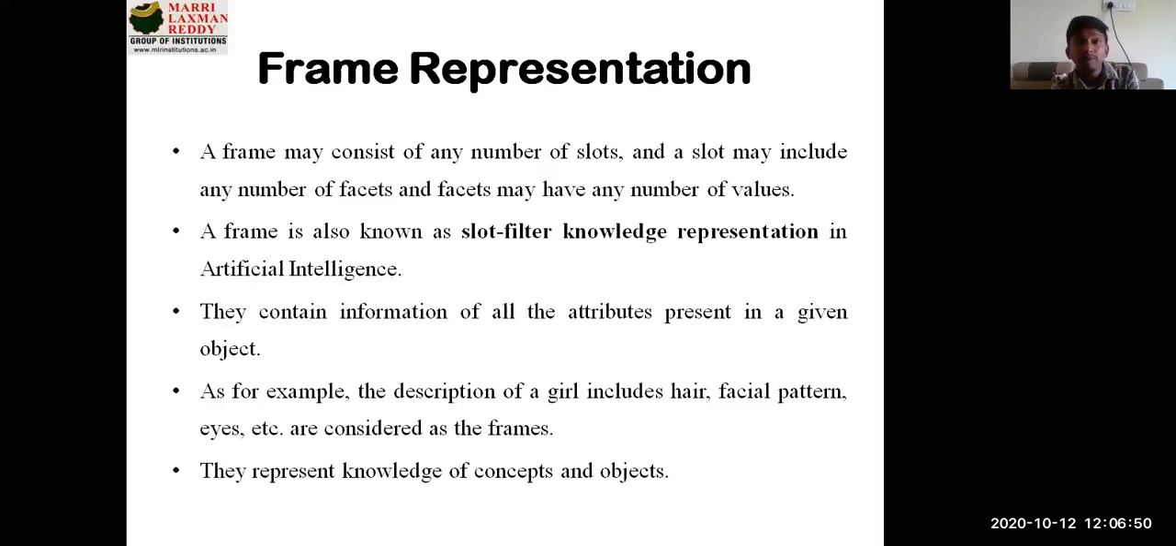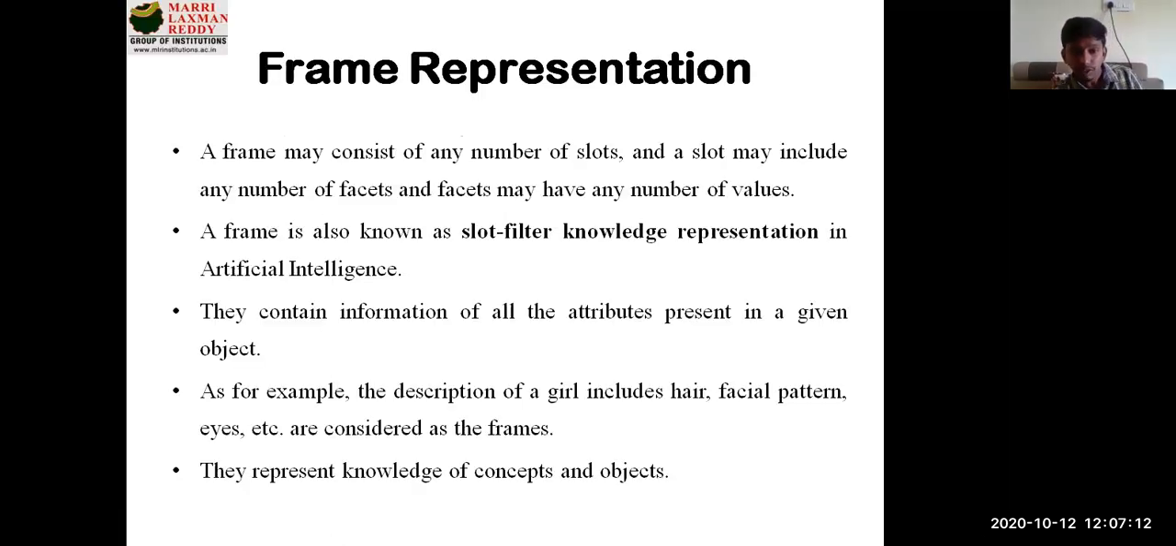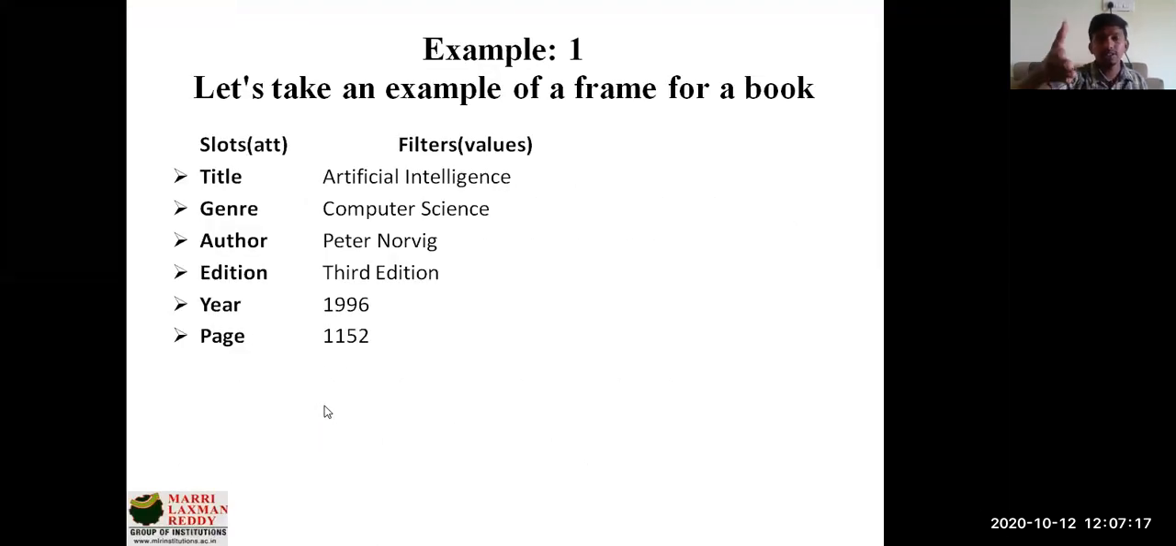A frame is also known as slot-filler knowledge representation in AI. So remember this terminology, guys. It's also called slot-filler. That's what we have seen here. A frame is also called slot and filler representation. So remember this terminology: what is a slot, what is a facet, what are the values. They contain information of all the attributes present in a given object. Here you can see book is the object. All the information regarding the book is taken into a single frame here. This is the representation of knowledge with respect to your frame representation.